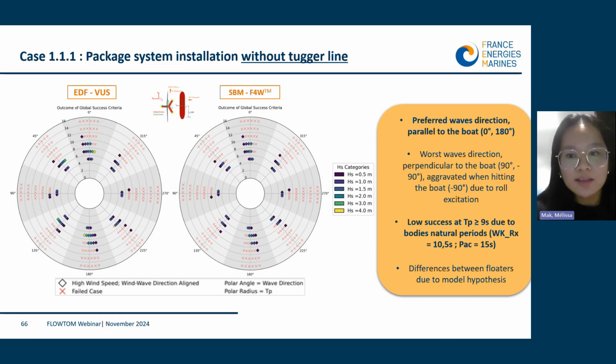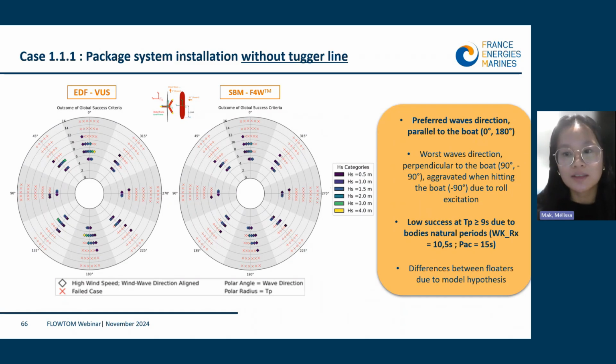In this case, we can see that for either the EDF result on the left or the SBM result on the right, head sea is the most favorable wave direction, while beam sea only allowed a few cases to meet the criteria that we have defined, 9 for EDF and 8 cases for SBM.